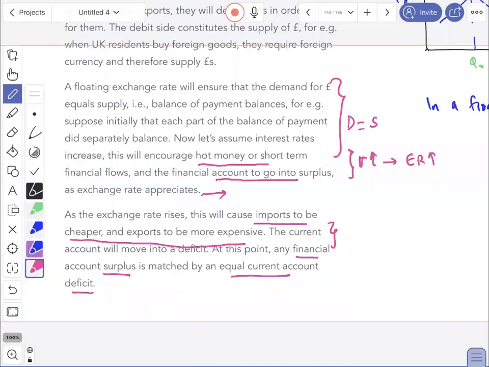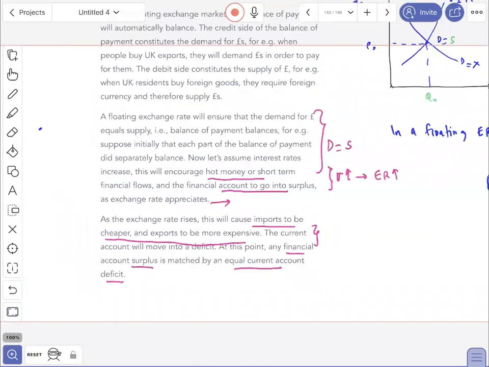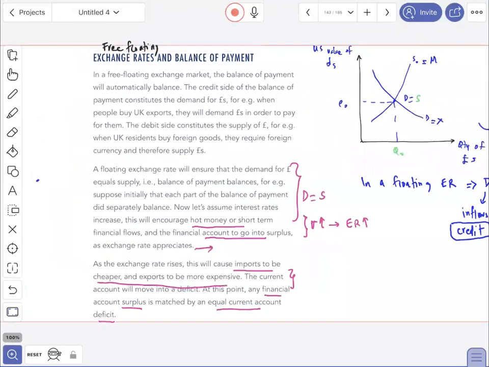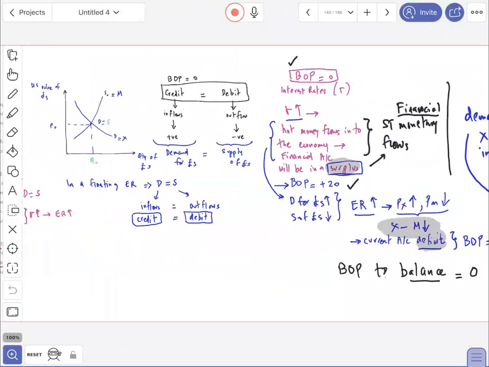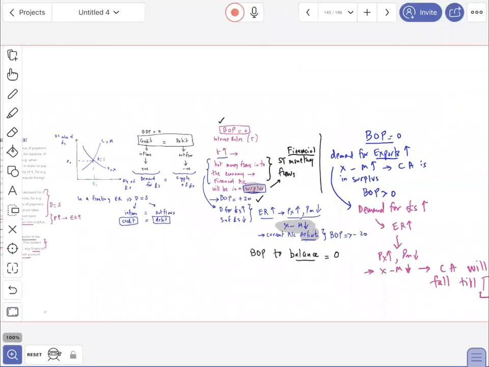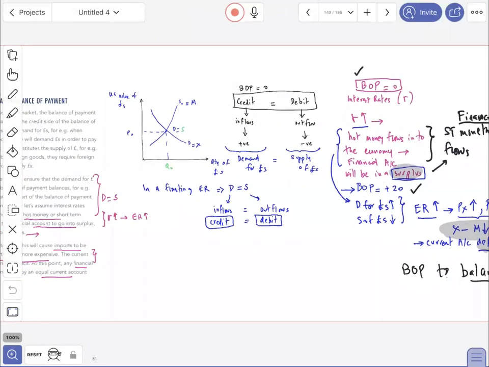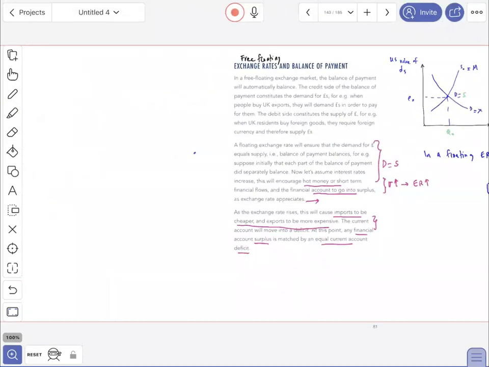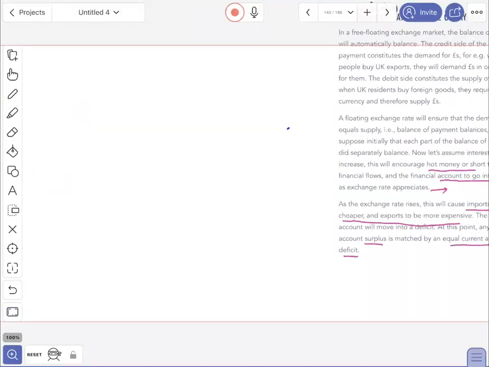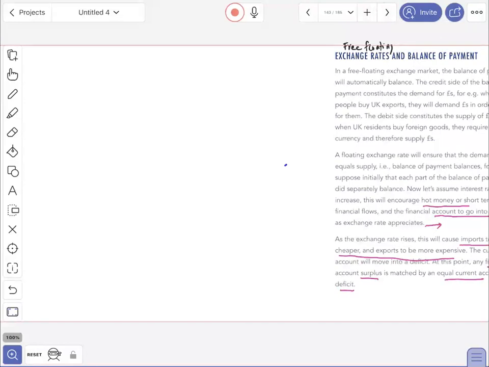Does that make sense, everyone? Are we good? Any questions? If we are good, I want to give you another example. Let me just do another example. But any questions, guys? Anything that doesn't make sense? Okay, let's do another example.